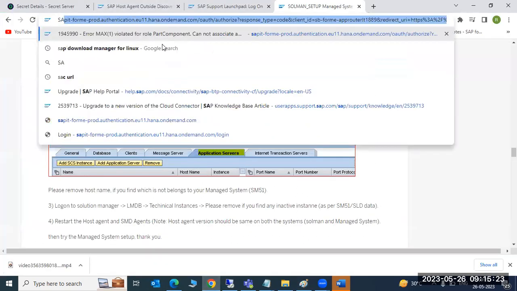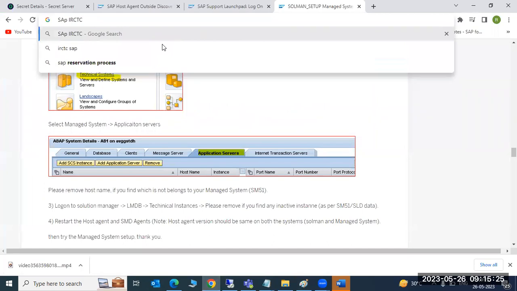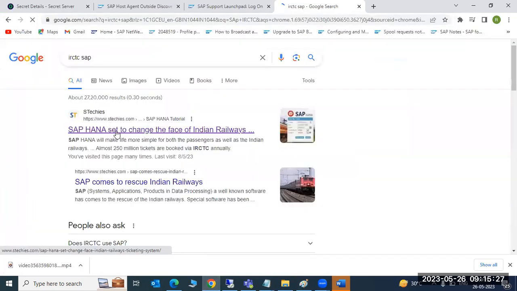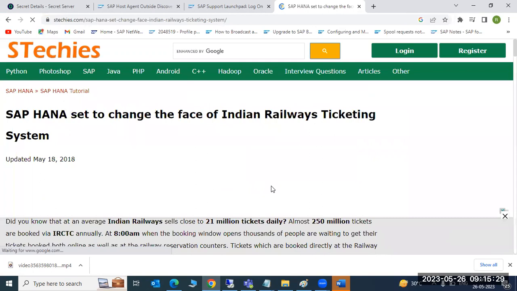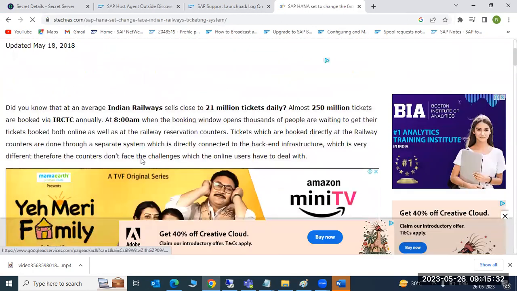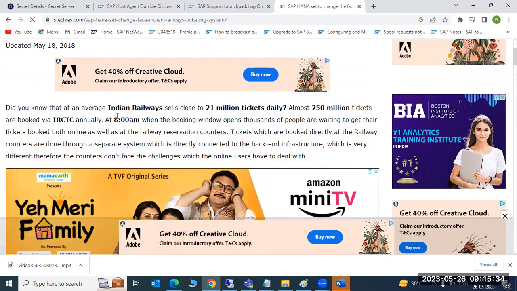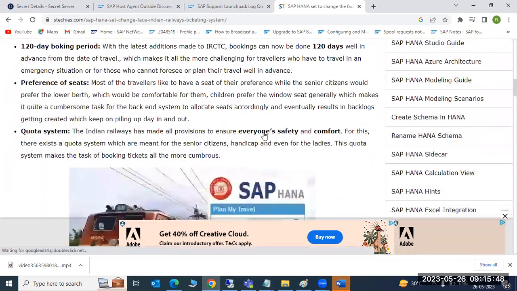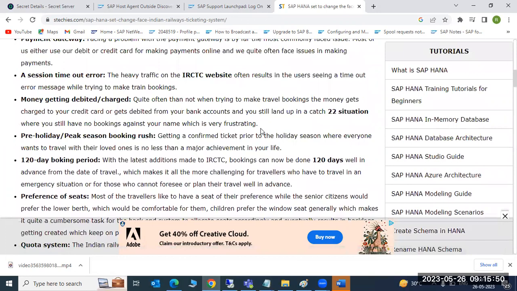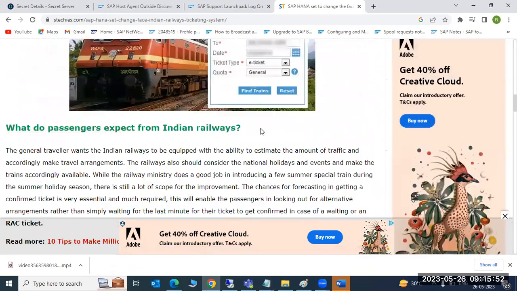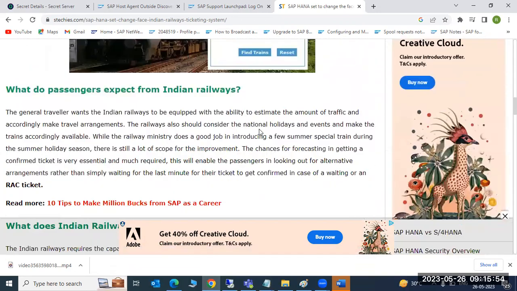So how is SAP helping the customer? Suppose I take IRCTC, the Indian government. Everyone knows IRCTC is on SAP. You can see it in their article. How is SAP helping their business? Per day, how many tickets they are booking, the users, how they are booking seat reservations, each and everything. So SAP is helping.